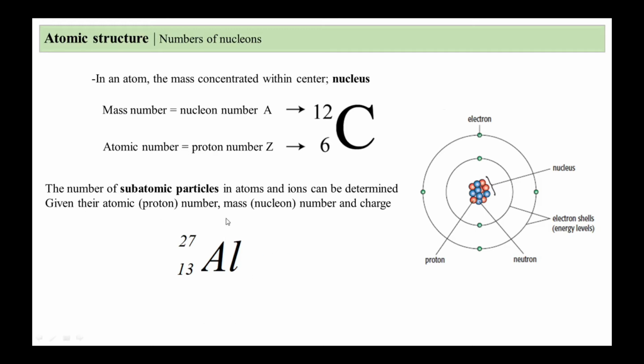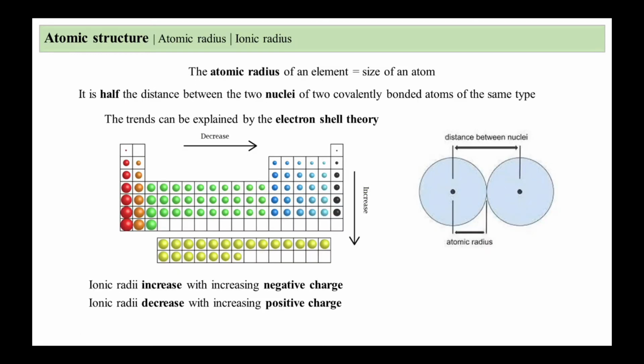Let's see this example here for aluminum. For aluminum, its mass number is equal to 27, while its atomic number is equal to 13. This means that the aluminum atom contains 13 protons and 14 neutrons. And this 14 is equal to the mass number minus the proton number, which means 27 minus 13, which is equal to 14. So the aluminum atom will contain 13 electrons.